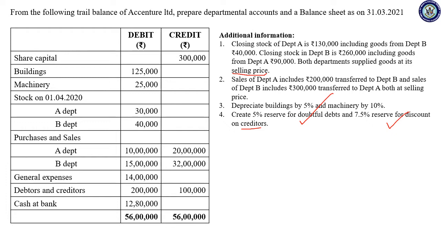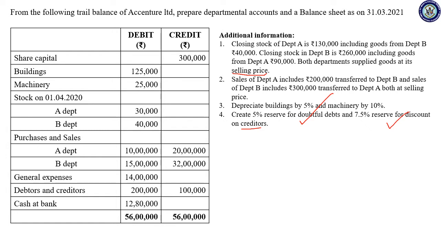But here you have to prepare a general P&L account. Why? Because the transfer has taken place at selling price, so you have to prepare a general P&L account. So these are the expenses you can take directly in the general P&L account. Okay, no need of apportioning them. So then what do we have to take in the departmental P&L account, right? That's the question that arises.